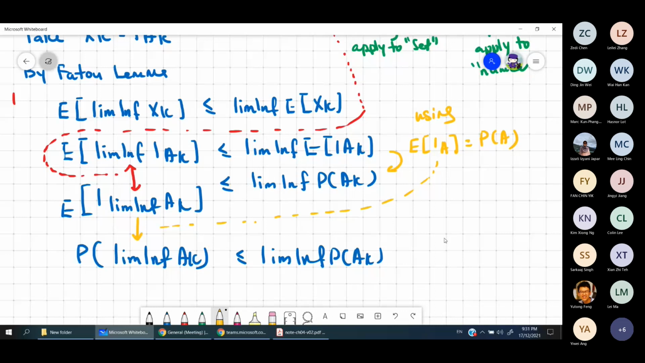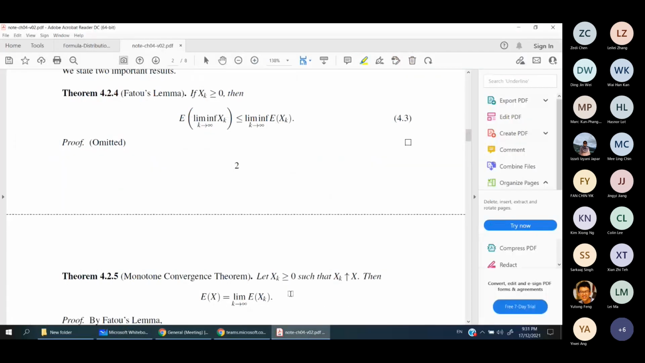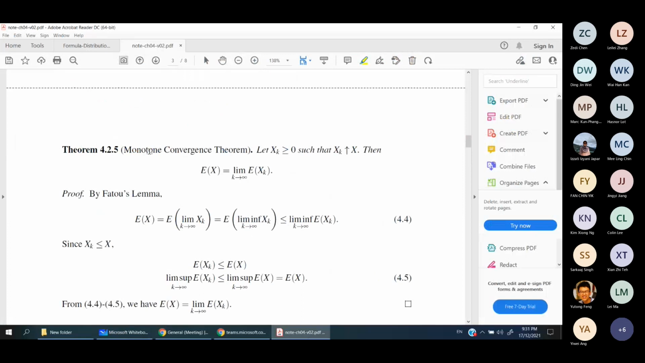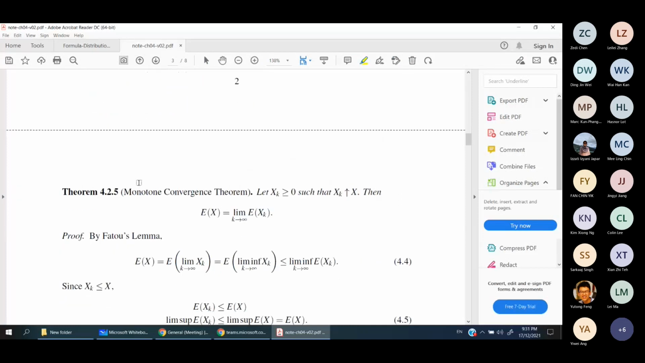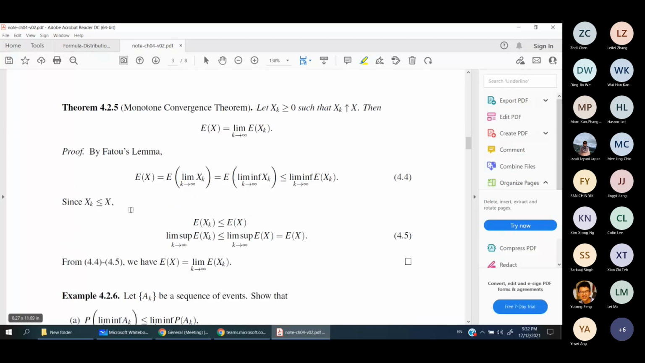Sorry, I think it's a good time to stop here now. In the next lecture we will go back to the monotone convergence theorem, which is actually equivalent to the Fatou Lemma. We shall look at the proof, how to use the Fatou Lemma to prove this monotone convergence theorem. It's a very good example to demonstrate how to apply the Fatou Lemma and how to do these calculations. I think I should stop here now.